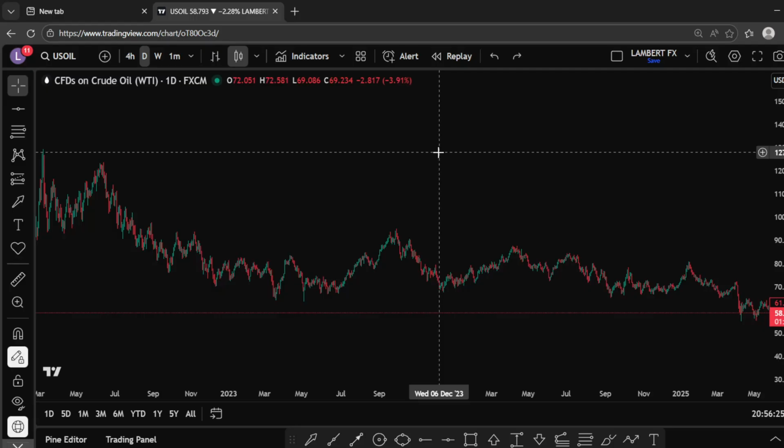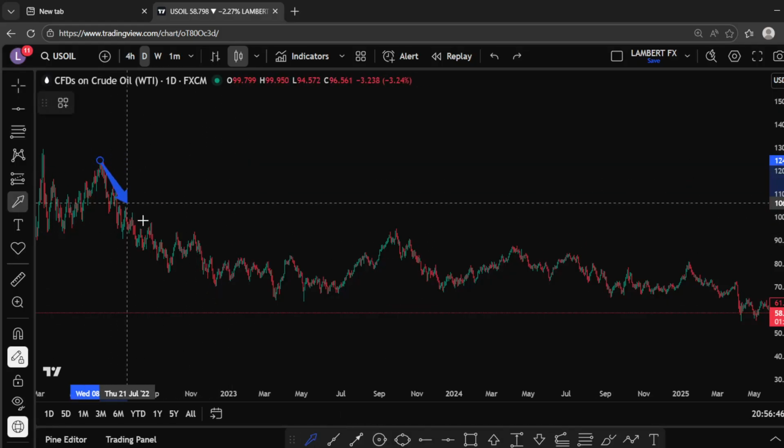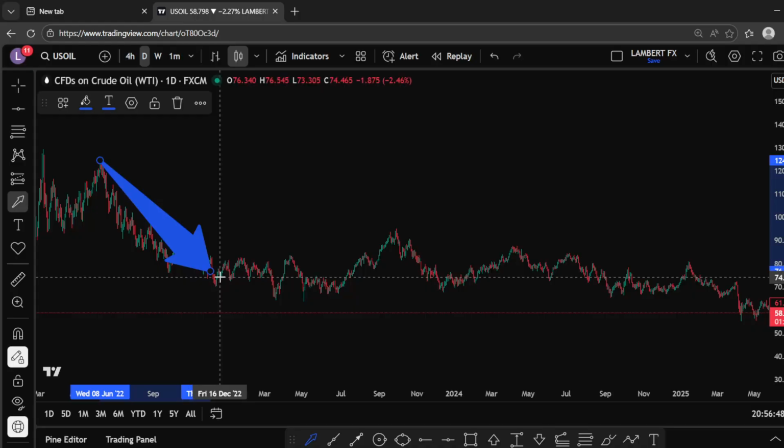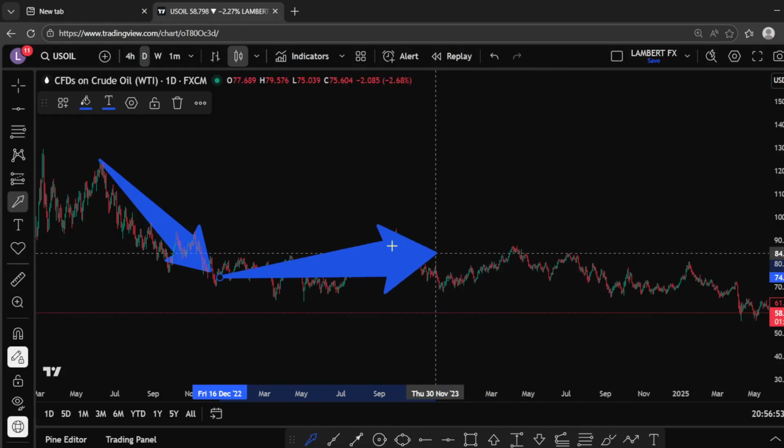Today is the 8th of December 2025 and this is our manipulation video 102. So we are looking at the US oil on the daily time frame. This chart is sideways. We were pushing down and then we've gone sideways. So we're trading sideways.